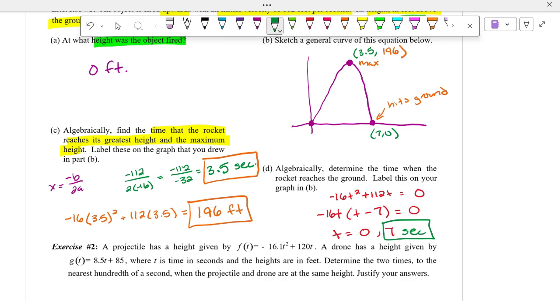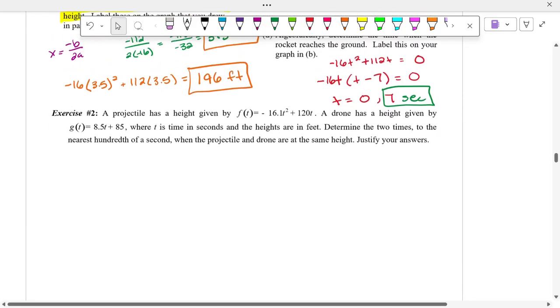Now, you can always use Desmos to check yourself. All right. So if you wanted to, you could graph that function and just double check that you got all of your features correct. But for the most part, since you know how to solve it by hand, if you see a problem like this, try to solve it by hand. All right.